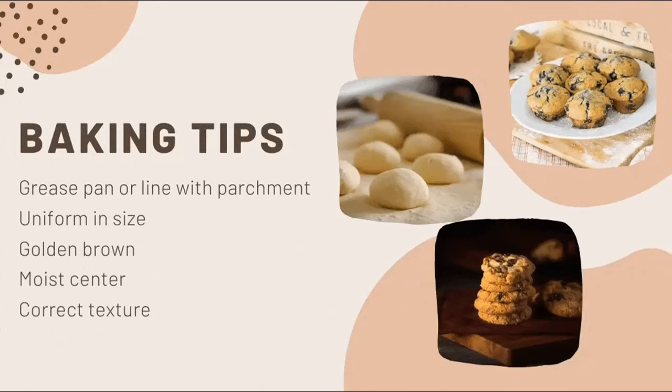Now, when you're making individual sized baked goods such as muffins or cookies, it's important that you shape them into uniform sizes so that they cook evenly. You don't want some items that are underdone and some overcooked in your batch. As we've talked about before, it's important to use a timer and check your baked goods before the time is up to see if they're ready.